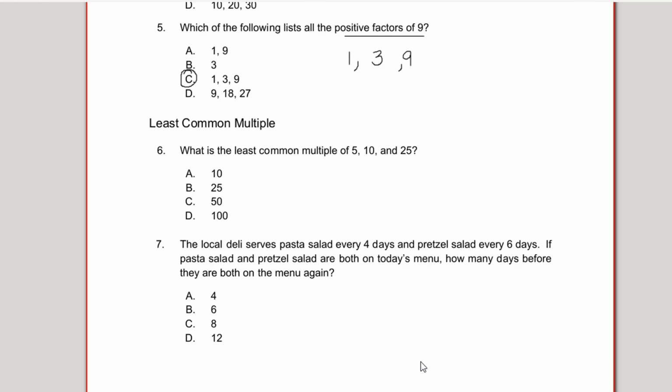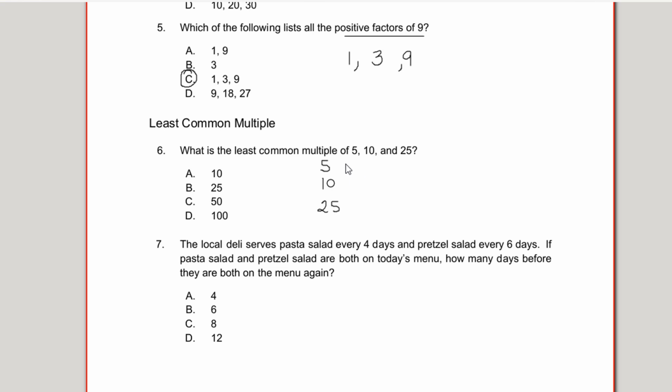Now we're into least common multiple. What is the least common multiple of 5, 10, and 25? When we're talking about multiples, we're going to be increasing. So it's taking a number and then multiplying it by different factors. When we have to find the least common multiple, we're looking at what number 5, 10, and 25 go into evenly, and it's the least number. Now, there's different ways you can do this.